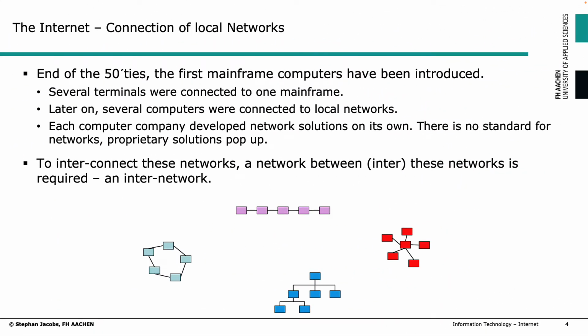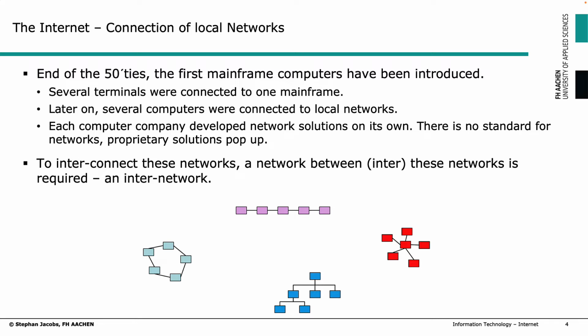Let's have a look at the end of the 50s, beginning of the 60s. We have our mainframes and mini-computers, and several terminals are connected to one mainframe or mini-computer. Later on, several computers are connected to local networks. However, as you might remember, at this point in time, if you decide to go for IBM, if you buy a computer, you have to go for IBM when it comes to printers and so on and so on. And each company, like IBM, develops its own type of networks. This is visualized in the networks you see below.